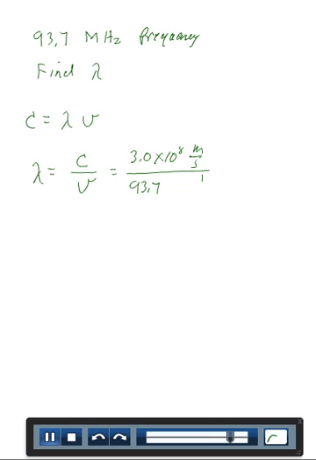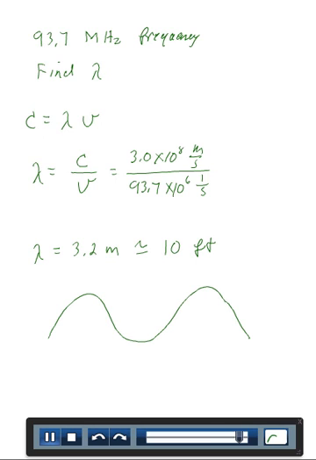93.7 mega is million, so that's times 10 to the 6th. Hertz is 1 over second. And so you can see that the unit second is going to cancel, and we'll be left with meters. So the wavelength is 3.2 meters. And that's about 10 feet. So for our radio station, 93.7 FM in Oxford, the distance between crests of the light waves that it propagates to carry its radio signal is about 10 feet.